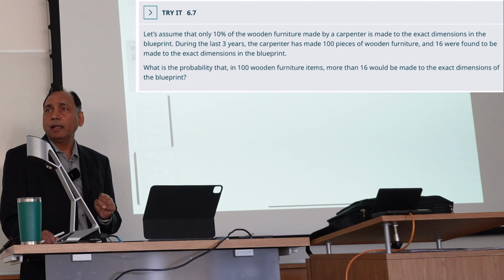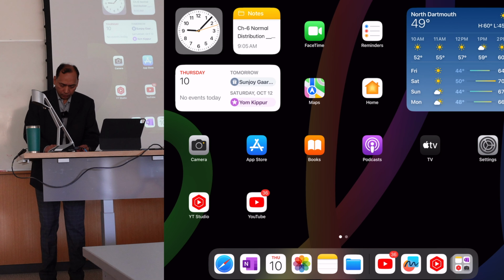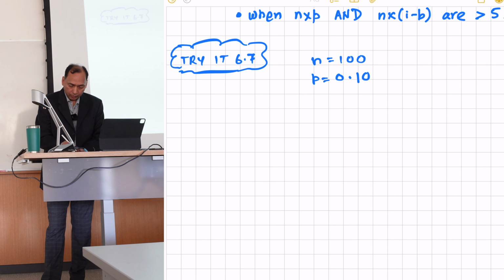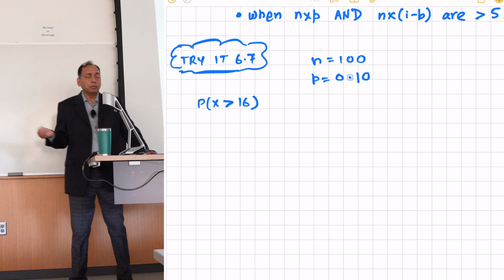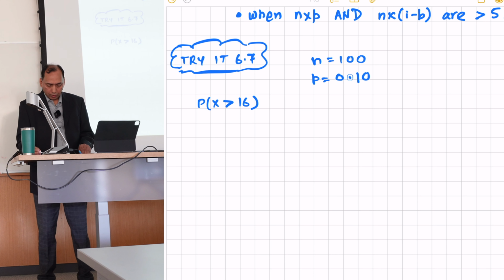How much is N? P I just mentioned it is 10%. How much is N, the sample size? So first let me write down. We are given N is 100, P equals 0.1, so that is 10%. And we are interested in finding whether the probability of X is more than 16. Now this we can find out from the binomial distribution also, but I just want to illustrate how you can find it using normal distribution.